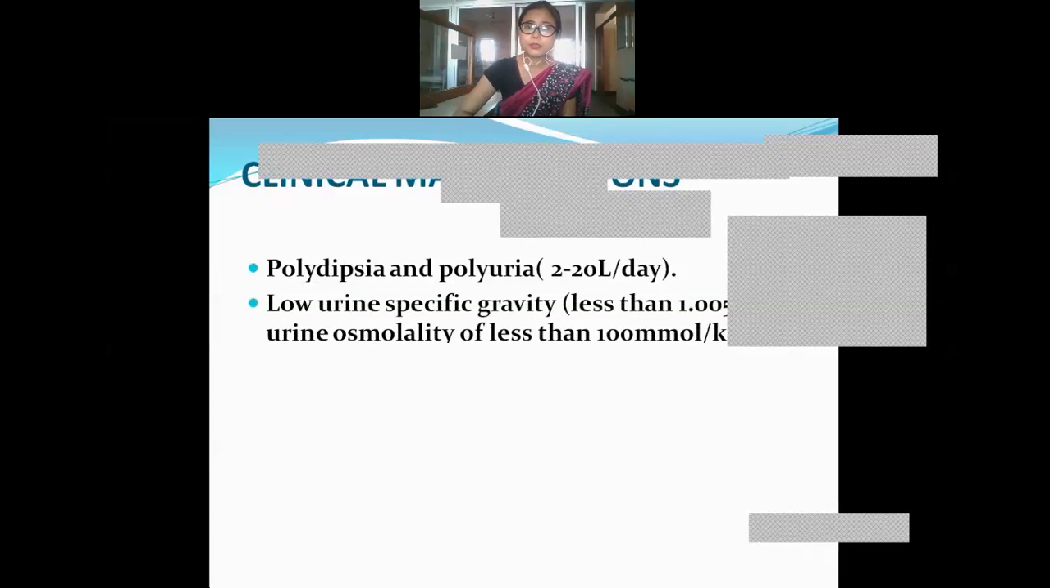Low urine specific gravity, less than 1.005, and urine osmolality of less than 100 millimole per kg. The normal urine specific gravity is 1.005 to 1.010. So a lower urine specific gravity means the urine is more diluted, and urine osmolality of less than 100 millimole per kg. Osmolality means the concentration.